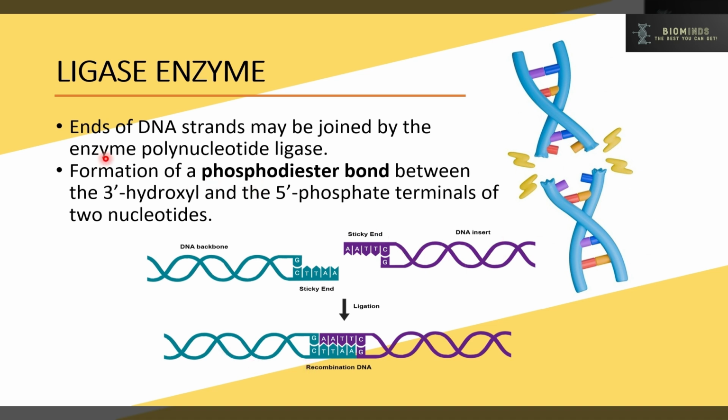Next comes the ligase enzyme. Here we see our DNA is broken by our restriction endonuclease, so we need a glue that can join our DNA. It joins the bond between the molecules, and that bond is known as a phosphodiester bond. Restriction endonuclease cuts the phosphodiester bond, whereas ligase enzyme joins it. Here you can see these are sticky ends, and they are ligated by our glue, you can say, by ligase enzyme.